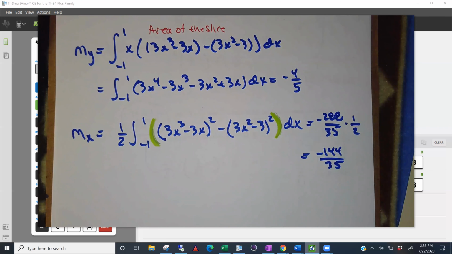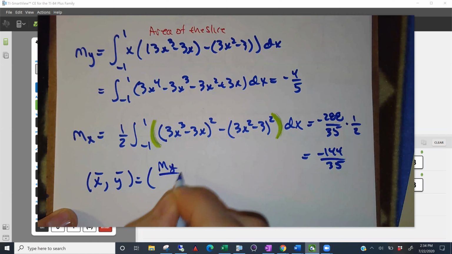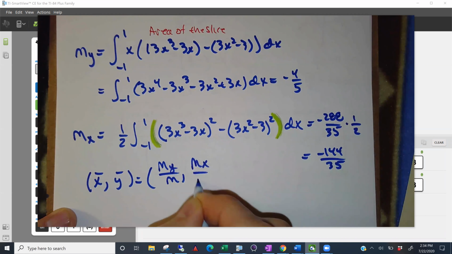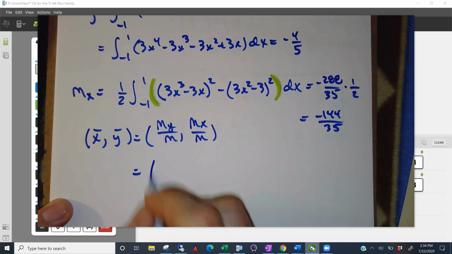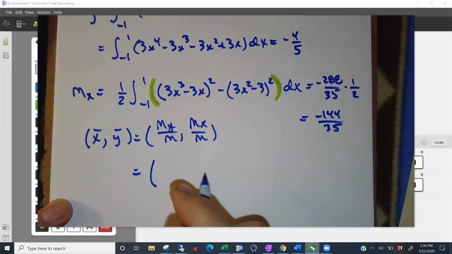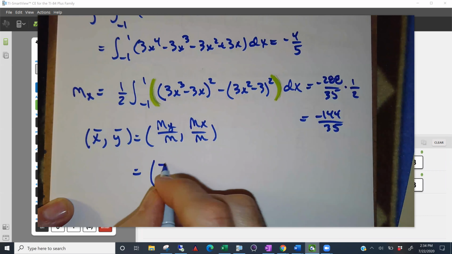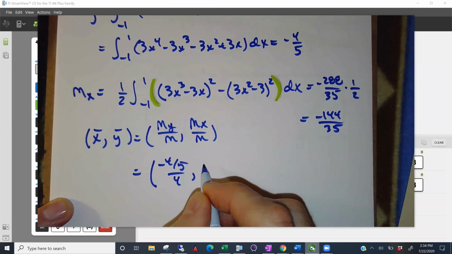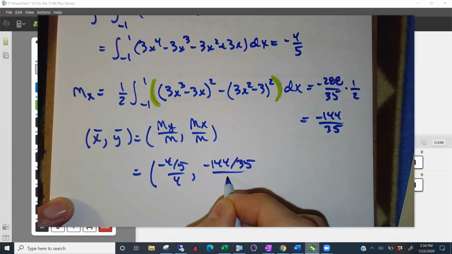Okay, almost done. Let's calculate the actual center now. All we're going to do is take a couple of these values and divide them by 4. So x bar and y bar: m sub y divided by m, and m sub x divided by m. So m sub y divided by m, -4/5 divided by 4, and -144 over 35, again divided by 4.